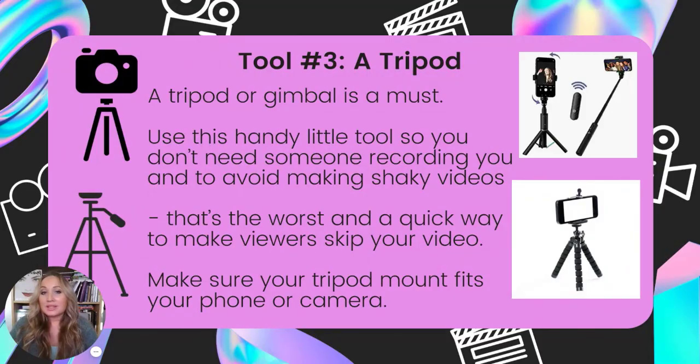And third is a tripod. So if you're going to be talking in front of the video, you want to have a place to hold your camera or your phone, right? And that could be a tripod. That could also be a gimbal, which is in the top right picture. It's kind of like a selfie stick, but it has other functions as well. So you can hold it up in front of you and record, or you can set it down like a tripod and just set your phone in there and record.